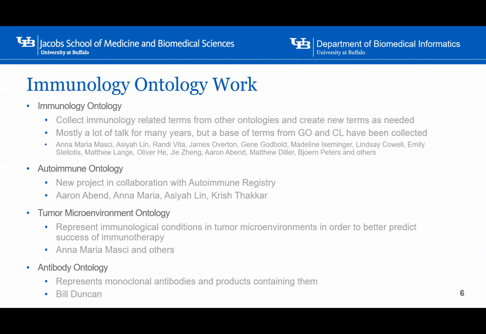Continuing work on immunology ontology related things. So we've had a long series of discussions of immunology and developing an immunology ontology. At one point, I did collect a whole set of terms from GO and cell ontology with the help of James Overton. A lot of folks are interested in this project. What's happening more recently is that Aaron Abend, who runs this autoimmune registry, we're planning to do a grant submission now to develop an autoimmune ontology, which would really be part of a larger immunology ontology. And that would be done with Anna-Maria Meshi and Asiya. And I currently have an undergrad, Chris Thacker, who's doing some LLM work to extract data about autoimmune disease from a textbook.